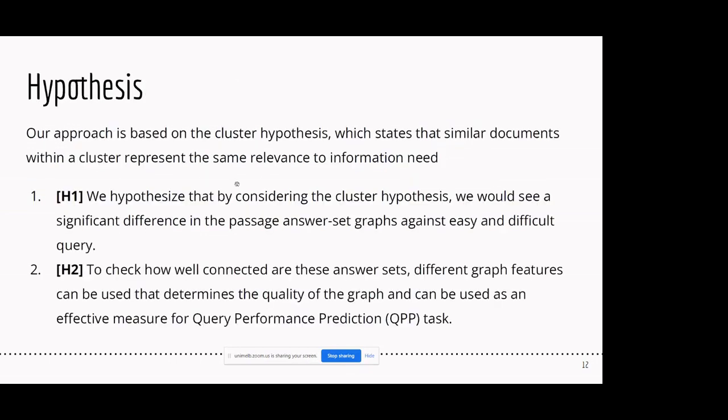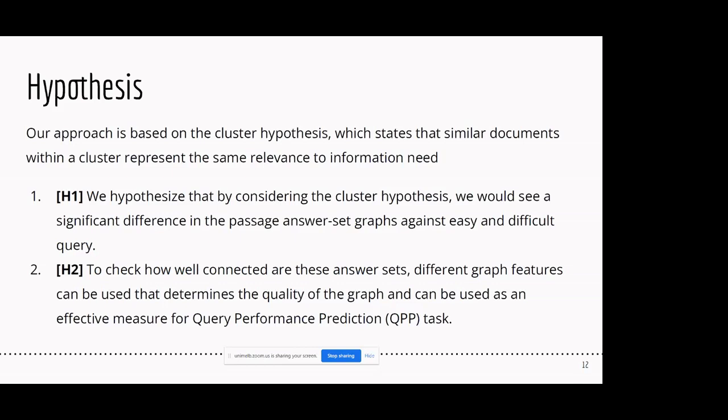Like I said, our approach is based on the cluster hypothesis. So we hypothesize that by considering the cluster hypothesis, we would see a significant difference in the passage answer graphs for easy and difficult queries. The reason is that for easy queries, you might find large clusters of related topics with high similarities, close to each other. However, in the case of a hard query, you might find that these clusters are all over the place. They may have similarities with each other, but in small clusters, and overall they show topic drift from each other. So we want to see whether we can capture that kind of information in a graph and use it.